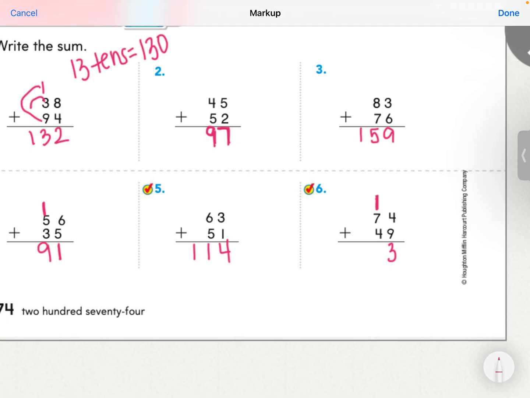I'm going to give that 10 to my 7 tens, so now I have 8 tens plus 4 tens. I know that 8 plus 4 is 12. Now I have 12 tens. 12 tens is equal to 120, so I've got to show that I made 100. And then I would have 2 tens left over.